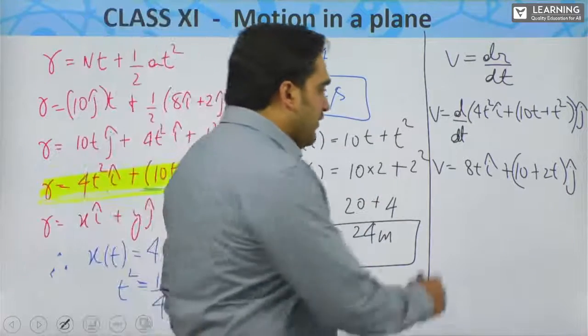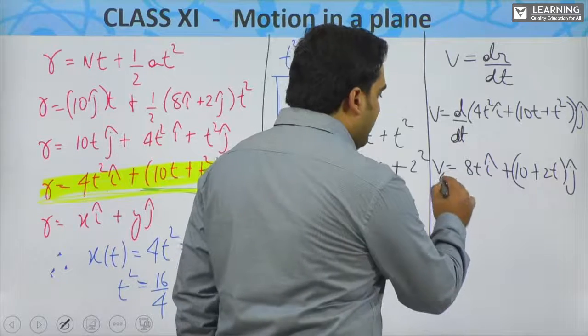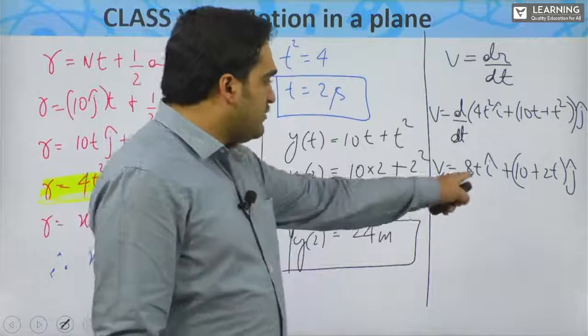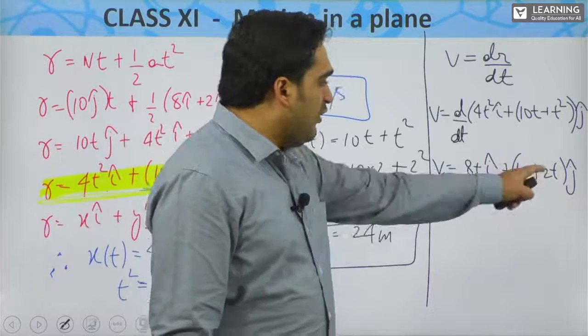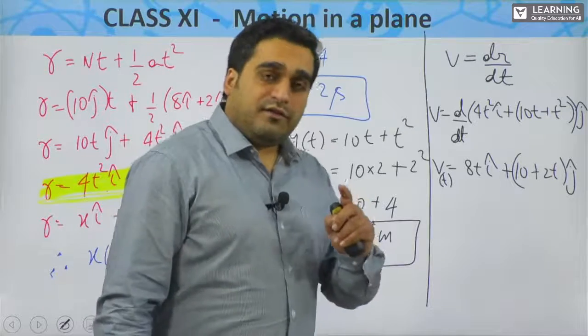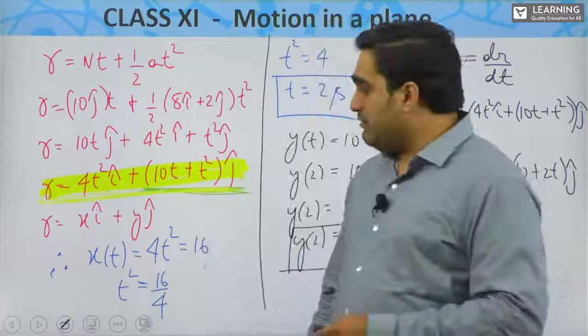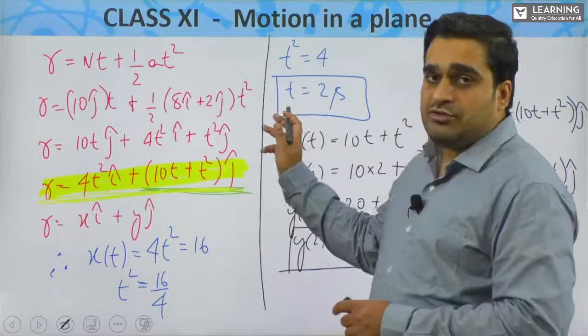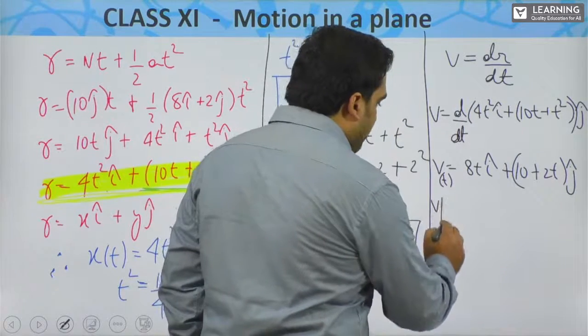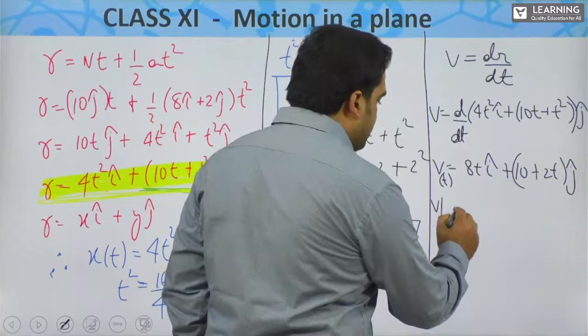Now, this velocity is a function of time. It's a function of time because you see the term t involved in the given expression. Now, for a given time, it is already mentioned, that is 2 seconds. So, what will be the velocity when time t is equal to 2 seconds?